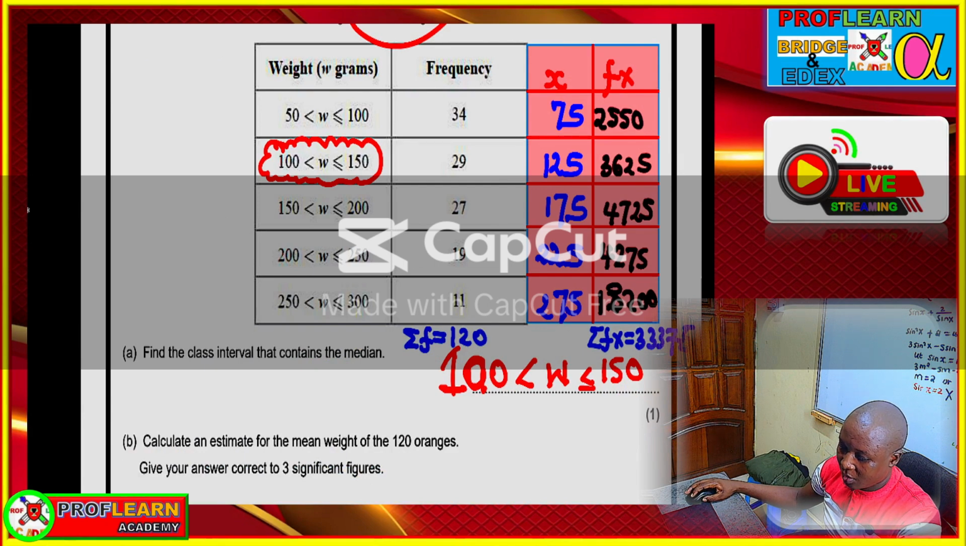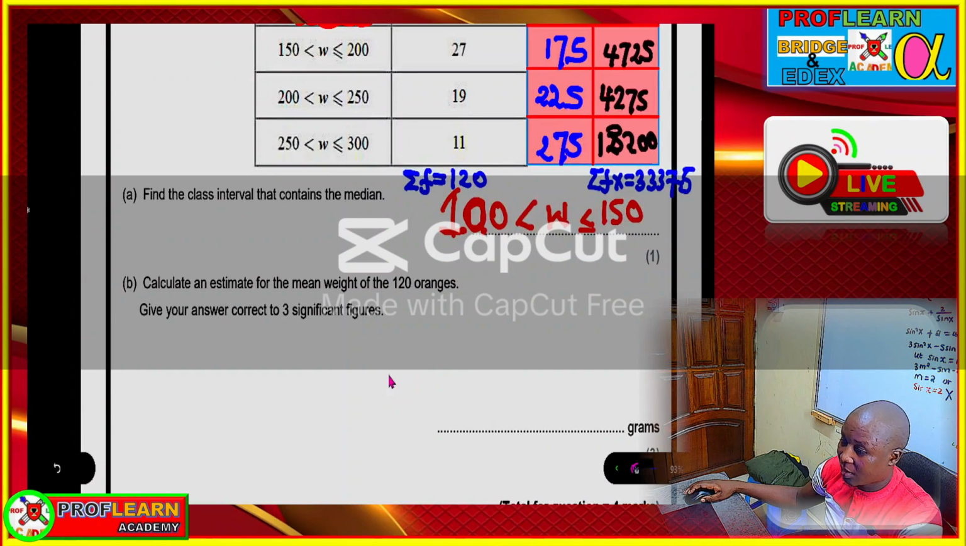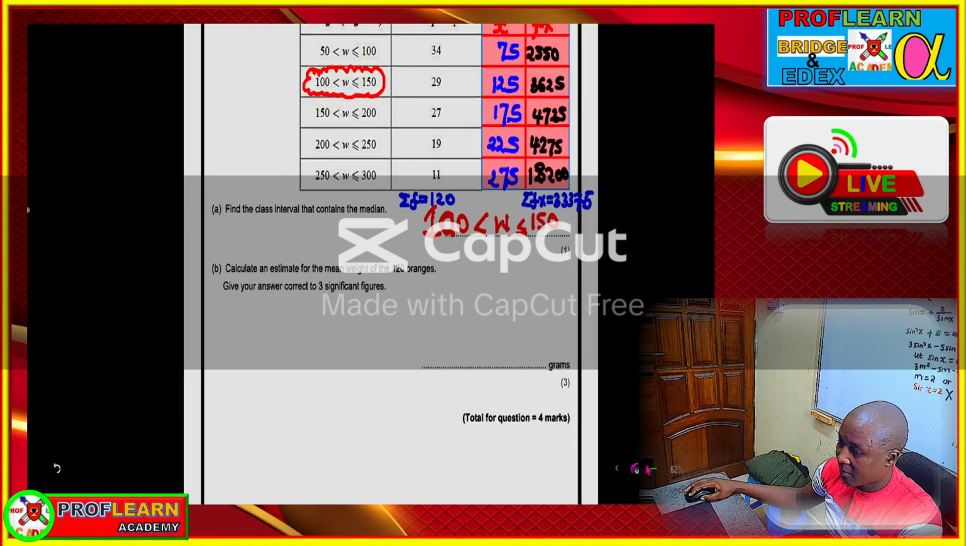Yeah, so I need to move this a little bit up so that you can be able to see. Are you able to see it in that way? Oh, it's too small.